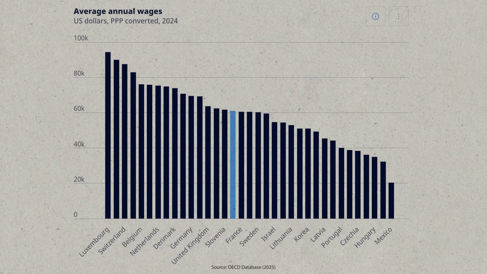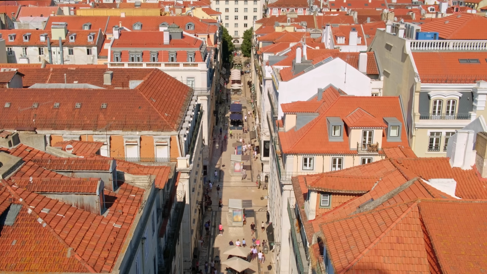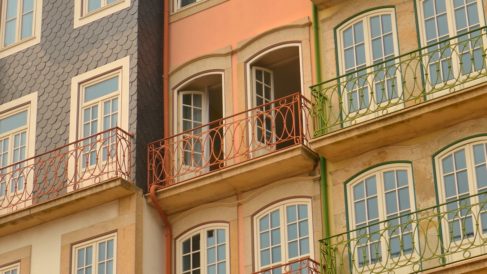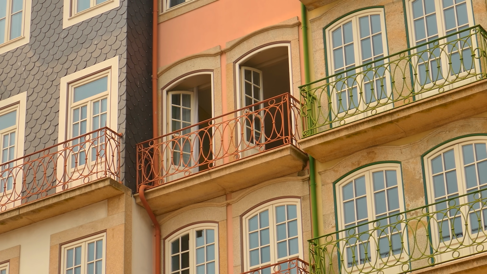However, incomes in Portugal are low. According to the OECD, Portugal has the sixth lowest average gross annual salary amongst OECD countries, with most high-paying jobs located in the major city centers, where property is more expensive. It's difficult for Portuguese people, especially young adults, to afford to rent or buy a home. For many households, especially first-time buyers, the market feels increasingly detached from local incomes.